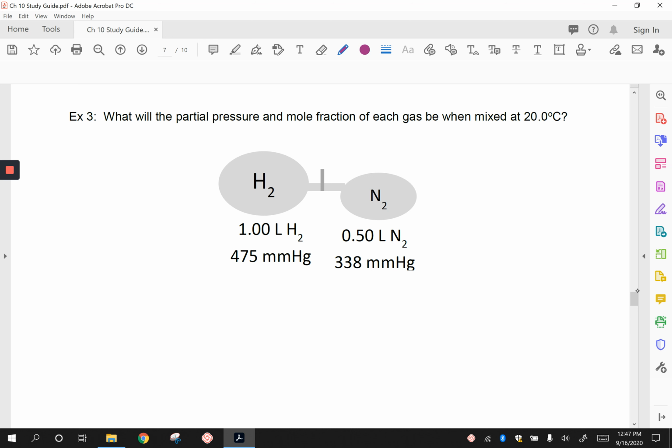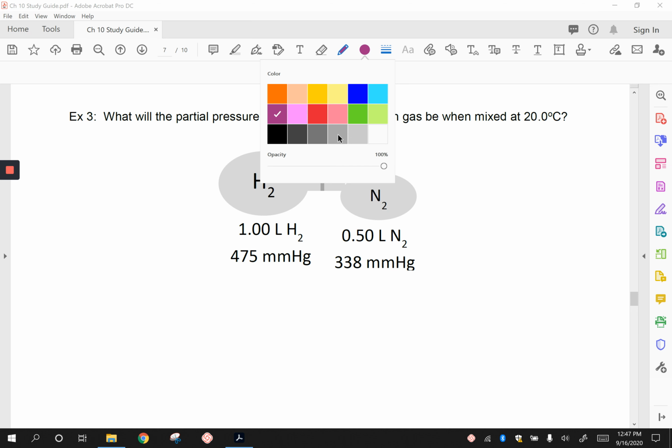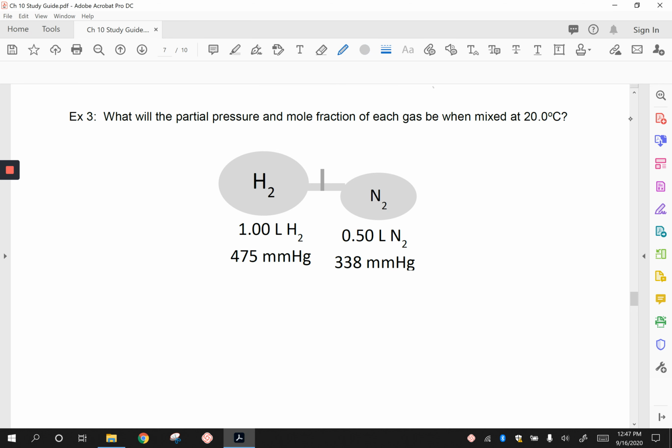So they tell us we're going to mix them. Basically I'm going to open this up right here, and I'm going to let the two of them mix together. So the question is, what will the new partial pressures be, and what will the mole fractions of each gas be? There's actually two ways to do this problem.